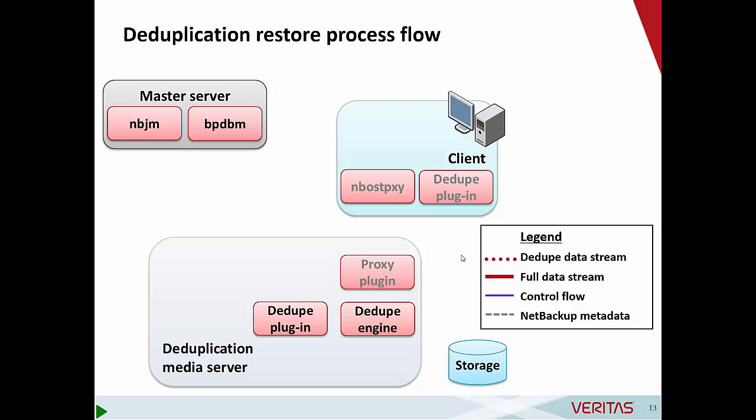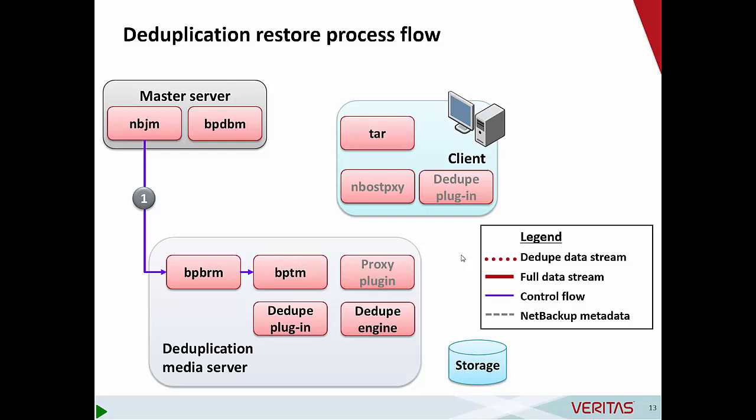The restore is handled the same way as a standard restore in NetBackup. So on the media server, we have the same players involved, BPBRM and BPTM. On the client, we have the tar process that's ultimately going to be receiving the data. The difference comes in the retrieval, the reading of the data. The BPTM process, instead of reading the data directly, is going to reach out to the dedupe plugin and request the data from the dedupe plugin.